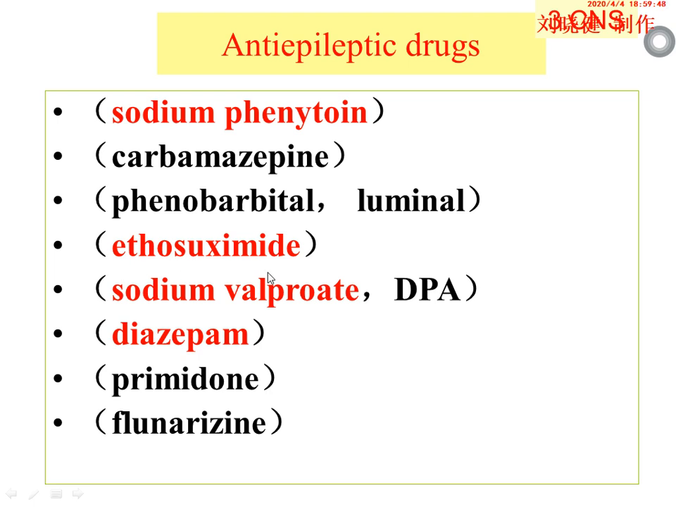Ethosuximide. Do you remember which type of seizure it is the first choice? Yeah, absence seizure. Sodium phenytoin, for partial seizures and tonic-clonic seizures, it is the first choice. For mixed grand mal and petit mal, sodium valproate is the first choice. Okay?